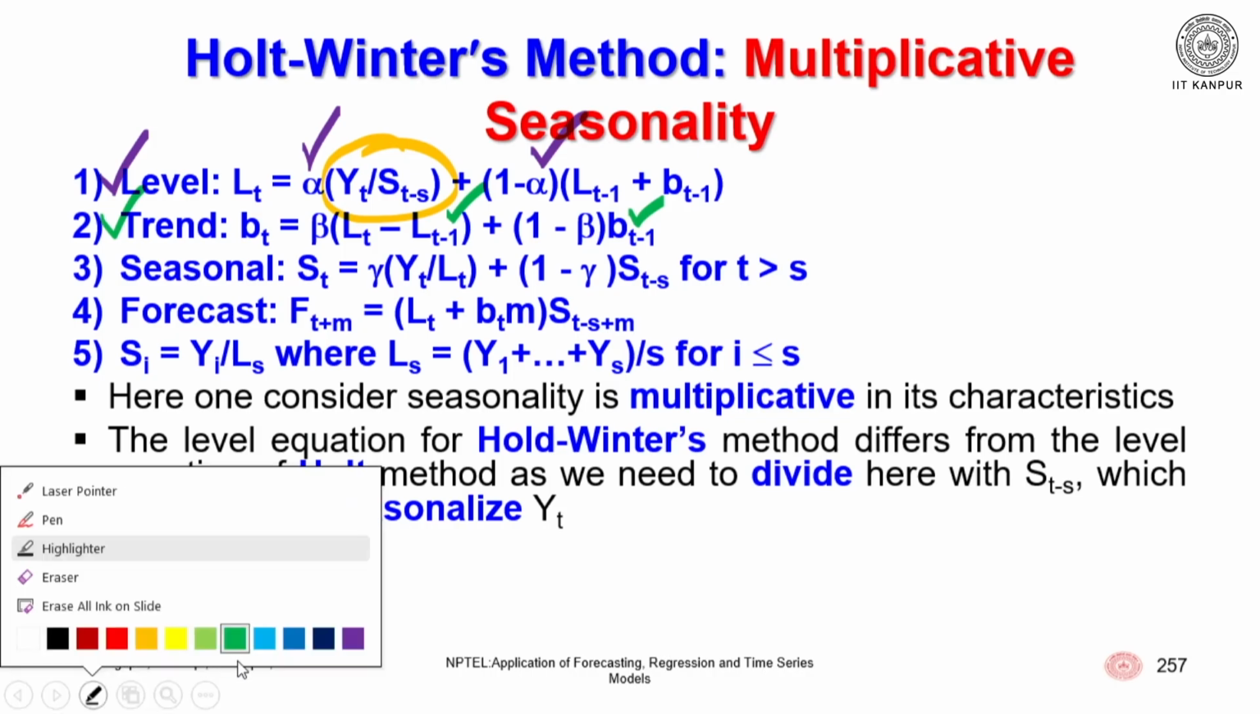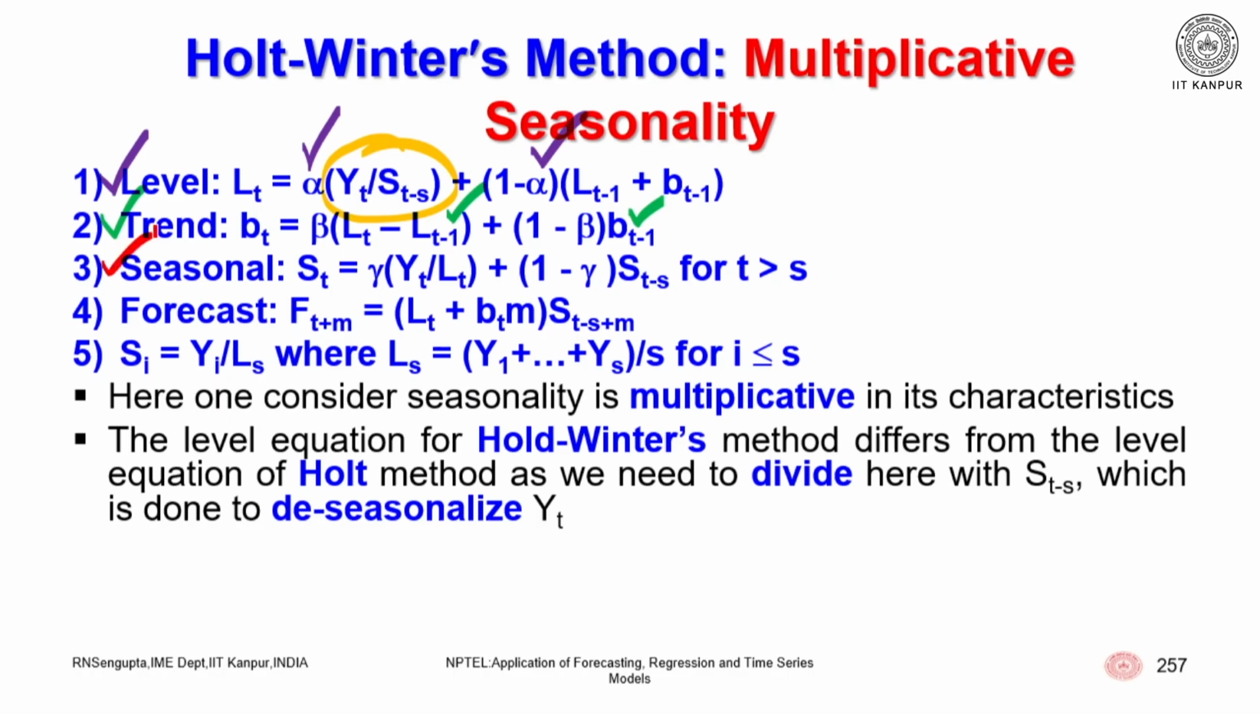The third concept, for which I will use the red color, is the seasonal concept, which is given by S suffix t, and the parameter is gamma multiplied by y_t by l_t. y_t is the actual value as you know, and l_t is the level at that time. And again the second term is 1 minus gamma into s_t minus s, that means how many such time frames you have to go back.